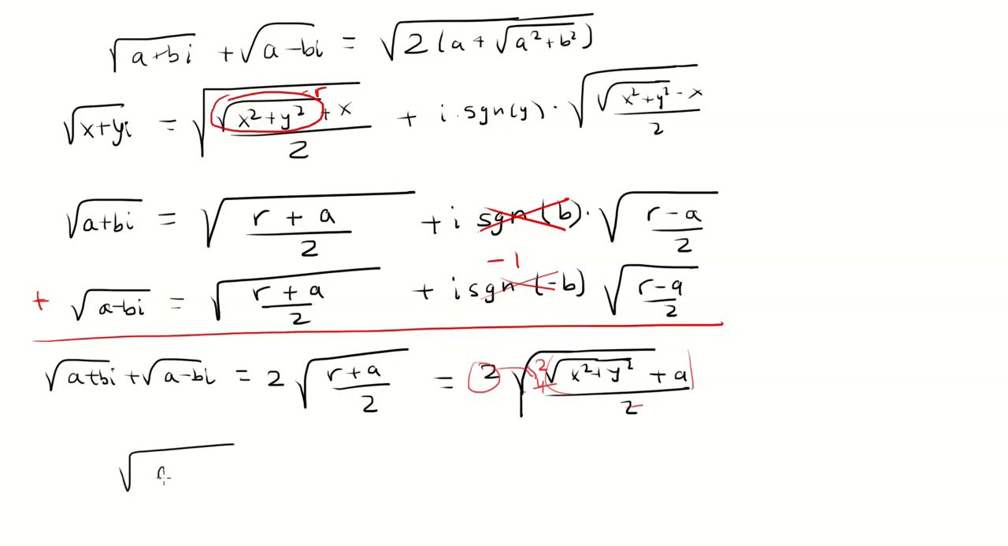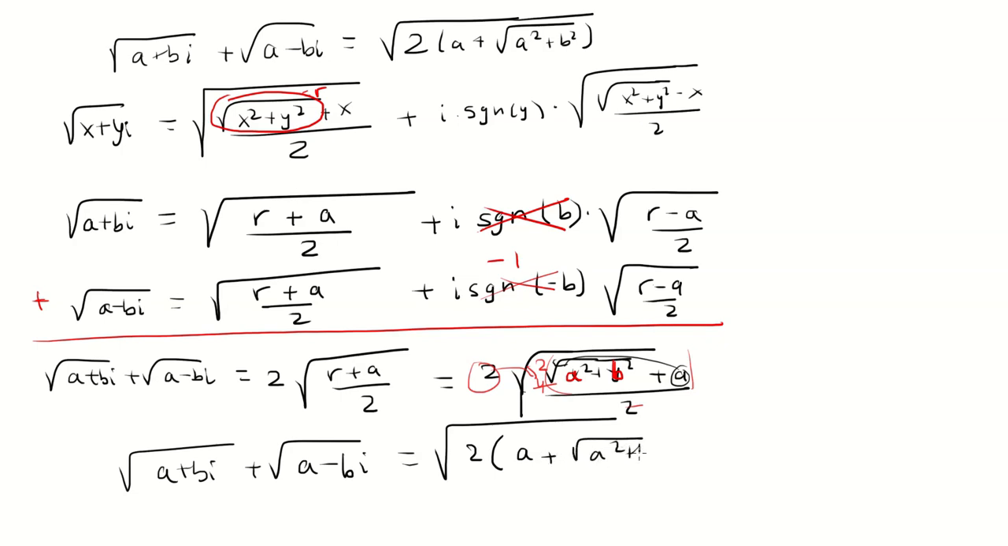So what we have is the square root of a plus bi plus the square root of a minus bi is the square root of 2, parentheses. And actually here I made a mistake. This is supposed to be a squared plus b squared. 2, and then I'm going to bring this over in front. So it'll be a plus the square root of a squared plus b squared. And so that completes the proof.